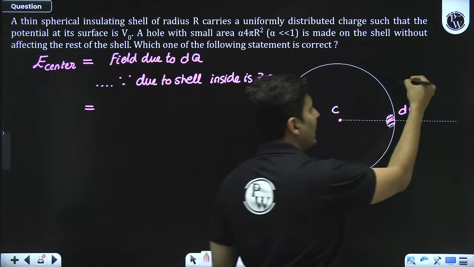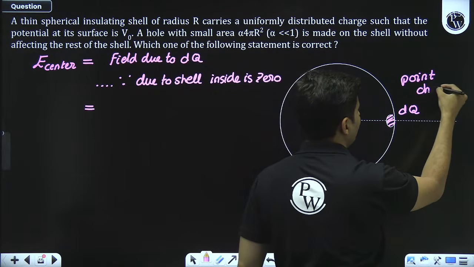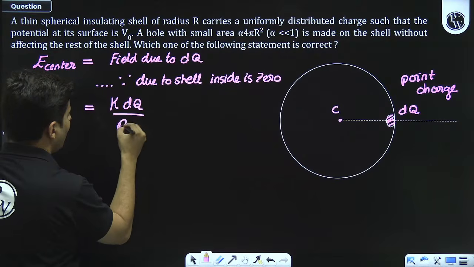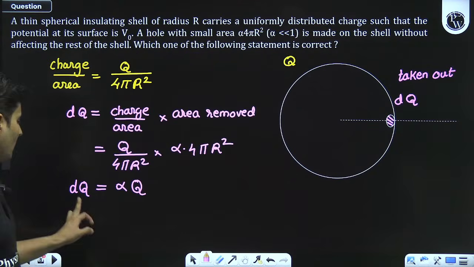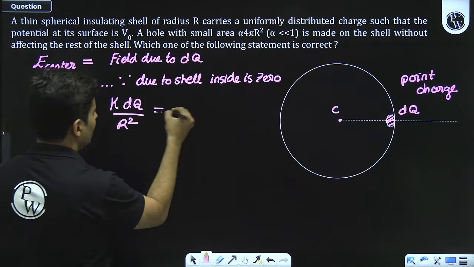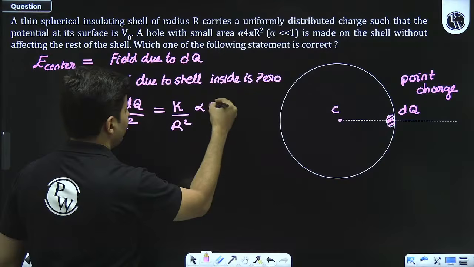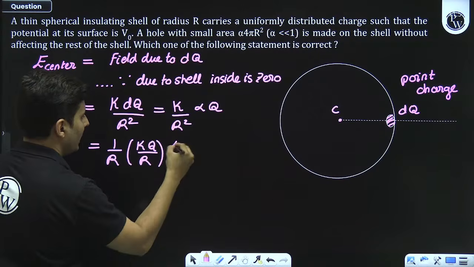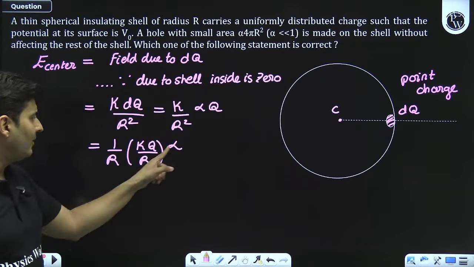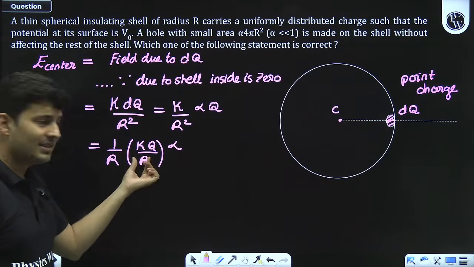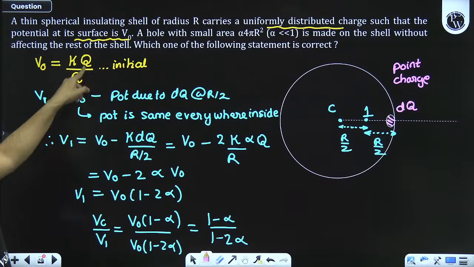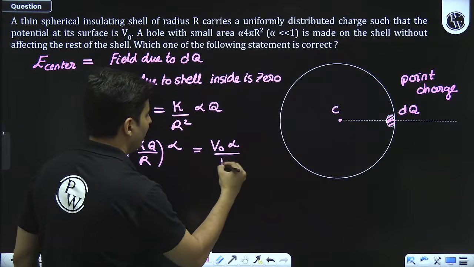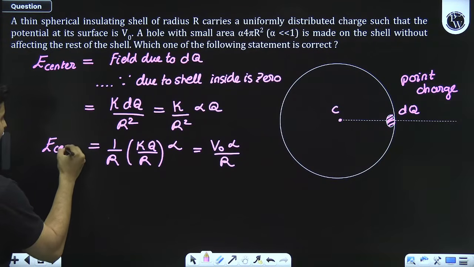And this is now again a point charge, guys. This is nothing but a point charge of course. So it will be nothing but K dq divided by r square. But we know what dq is. dq is alpha q, so let's just substitute that. So it will be K by r square times alpha q. And what I'm going to do, I will take r outside. I will write Kq by r over here and then put alpha. R into r is r square, alpha q, K is there in the numerator. Why I did this is deliberately, because I know Kq by r is V naught, guys. So that's why this will be V naught alpha divided by r. So that is the electric field at the center.